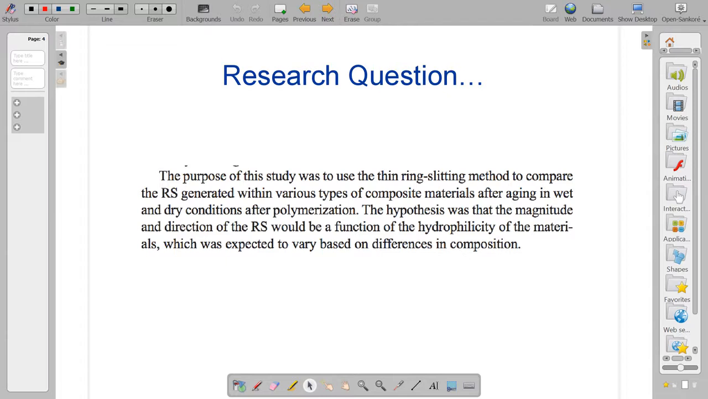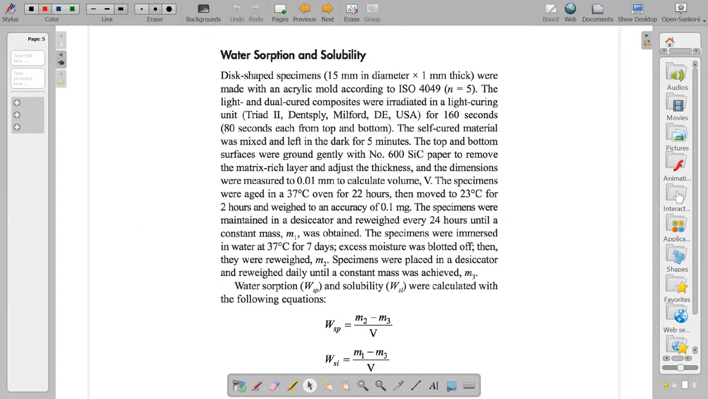And so once they've said this is what we're going to do, then they outline in the materials and methods section how they're going to do this. And you'll see a materials and methods section. And I've selected one part of that because we're not going to look at a whole paper. And in fact, I'm not going to work through this paper as such.